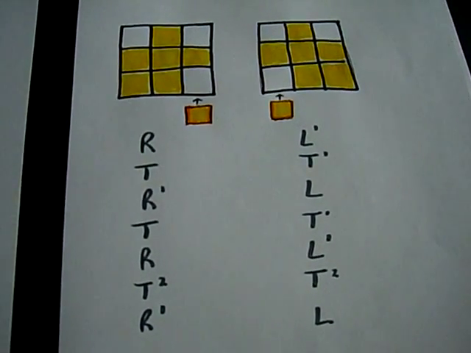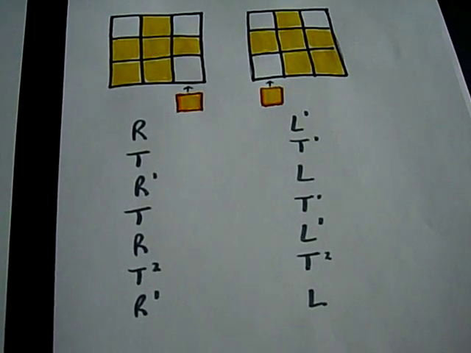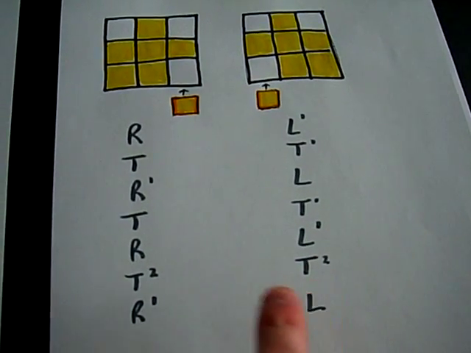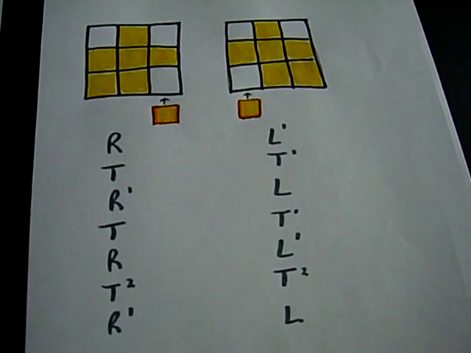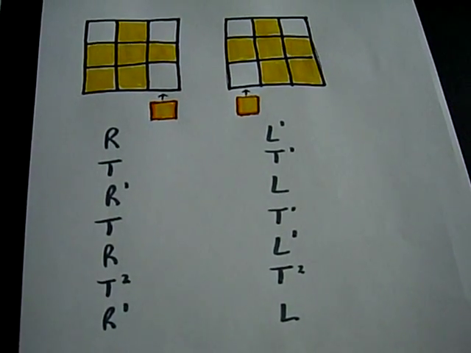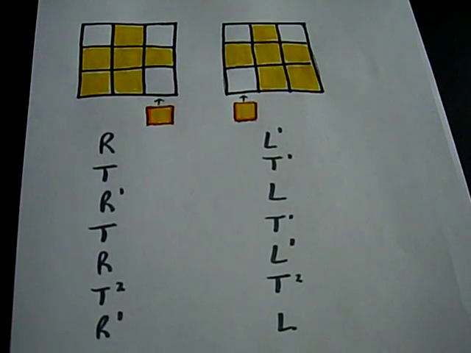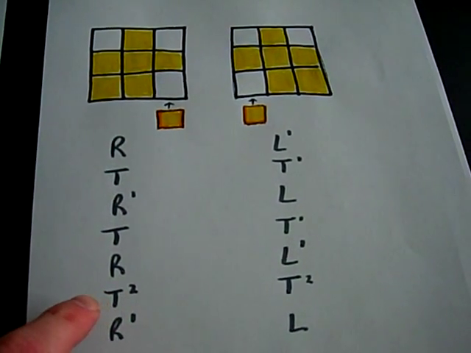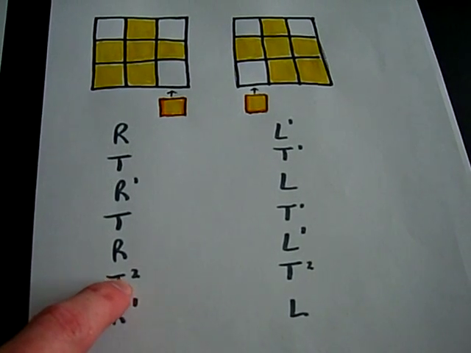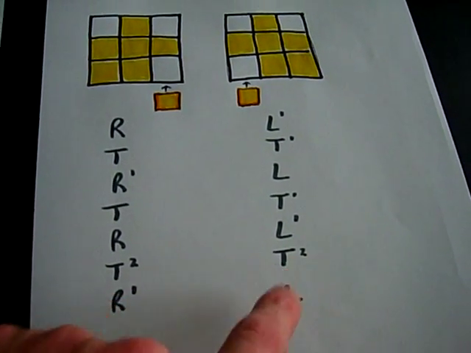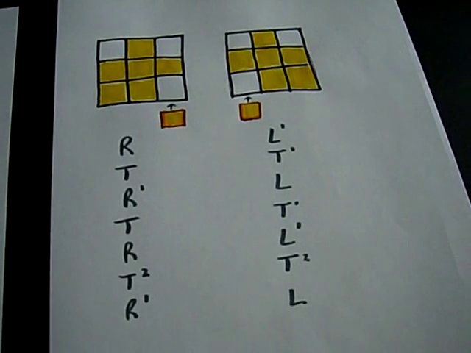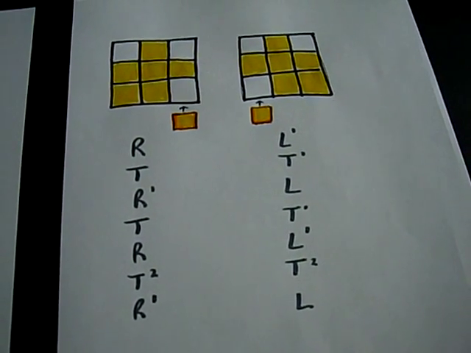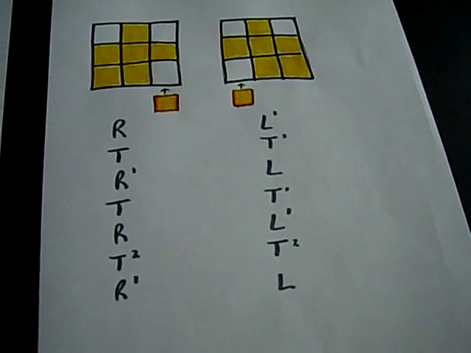So it doesn't make sense now, but once you start doing it, you'll realize that. And then in this case, you would have the left inverted, top inverted, left, top inverted, left inverted, top twice, and left. Again, this is top twice, not inverted. And I say top twice because it doesn't matter if you turn it clockwise or counterclockwise, you're going to end up with the same solution.